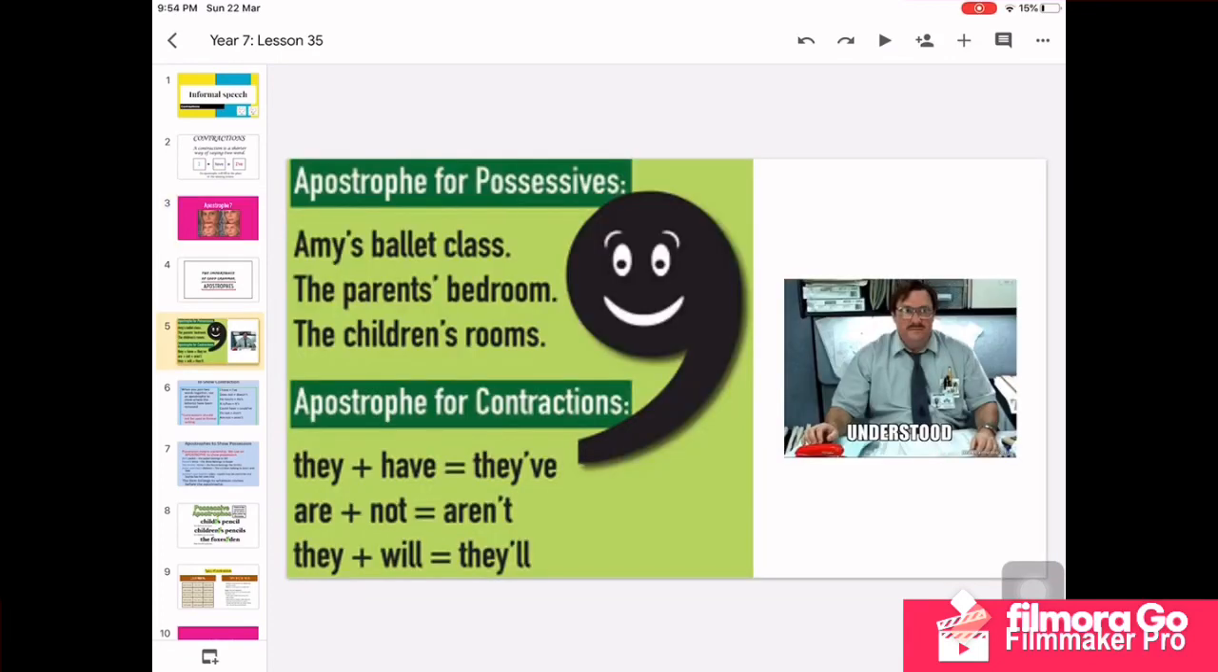Possessive is when you want to tell people that this particular thing belongs to someone by inserting an apostrophe. For example, Amy's ballet class. So this ballet class belongs to Amy. How do you make sure people understand that this ballet class belongs to Amy? By inserting an apostrophe and then putting S after that person's name. So, Amy apostrophe S ballet class.